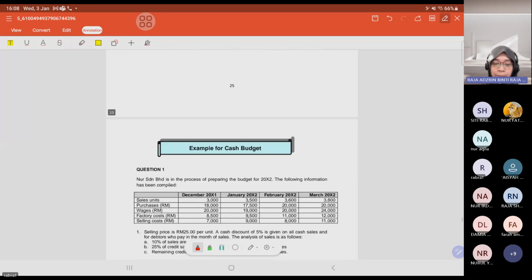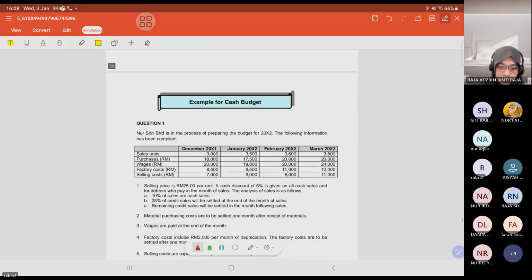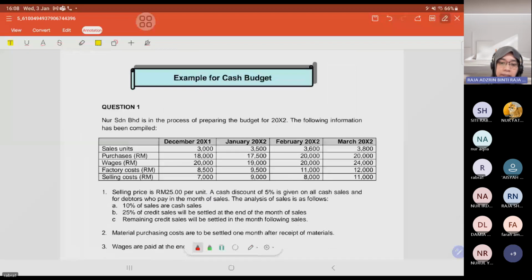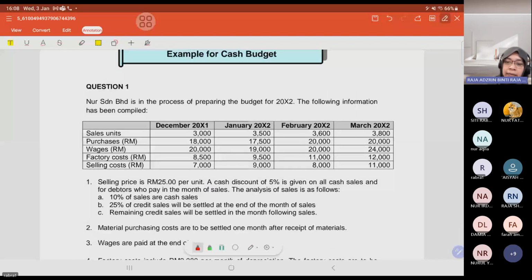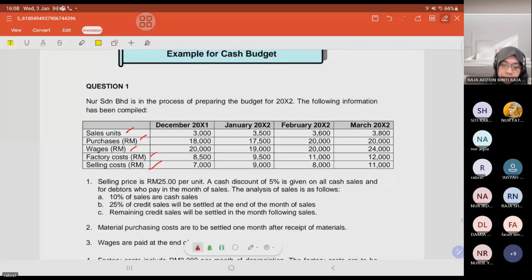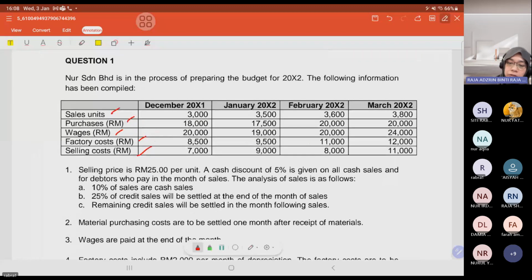Okay, very easy. So for example, Noor Sindian Berhad is in the process of preparing the budget. So the following information has been compiled and you are being given the sales units, purchases, wages, factory cost, selling cost. Let's say selling price is 25 per unit. And then a cash discount. So a discount of 5% is given on all cash sales and for debtors who pay in the month of sales. How are you going to analyze your sales?